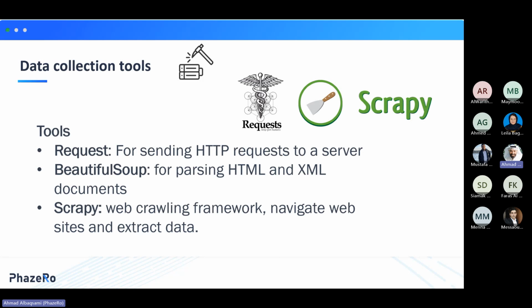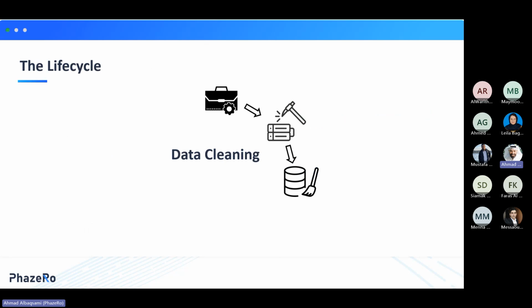Lots of famous tools, for example, Requests is for sending HTTP requests to a server, so you do a get request basically. Beautiful Soup is a well-known package in Python that is used for parsing HTML and XML documents. And then there's one off the shelf, let's say, a Scrapy package. It does web crawling, it does the navigating, and it does the extracting as well.